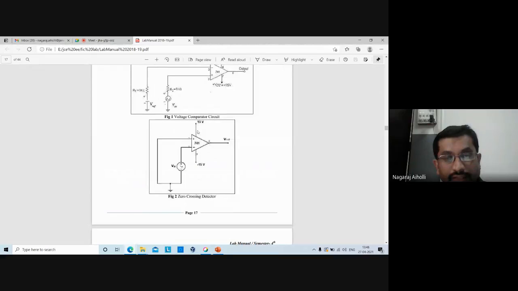And these are the reference voltages, plus 15 volts and minus 15 volts, that we are applying to the op-amp circuit. Plus 15 volts and minus 15 volts are the power supply voltages we are applying. It is called a dual supply voltage. Plus 15 is applied to pin number 7, and minus 15 volts is applied to pin number 4.